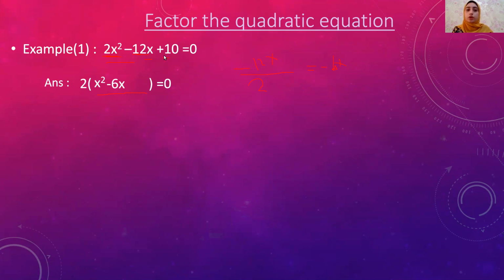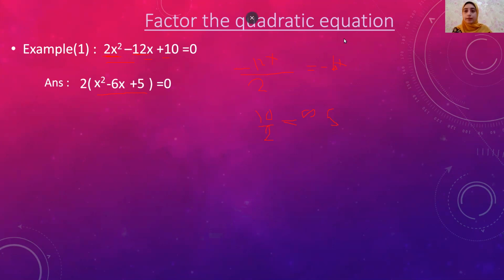Okay, the last term, which is a constant term, is positive 10. Now I want to factor out 2 from positive 10, so I will divide positive 10 by 2. 10 divided by 2 equals 5. Okay, now the last term would be positive 5.